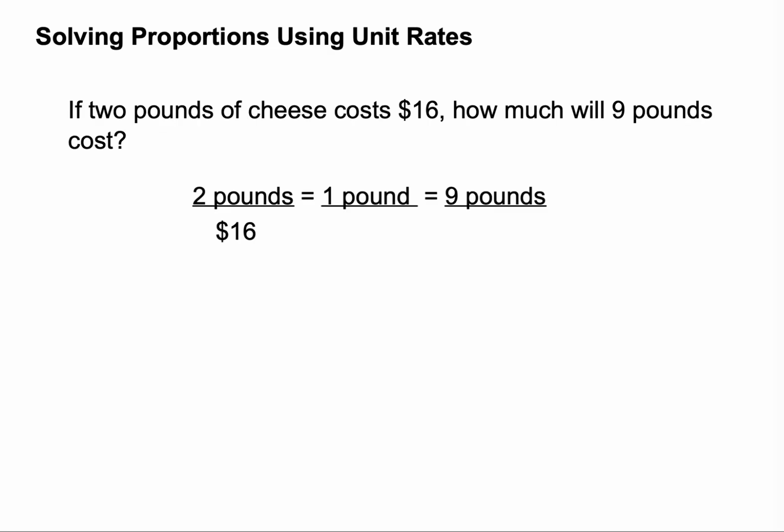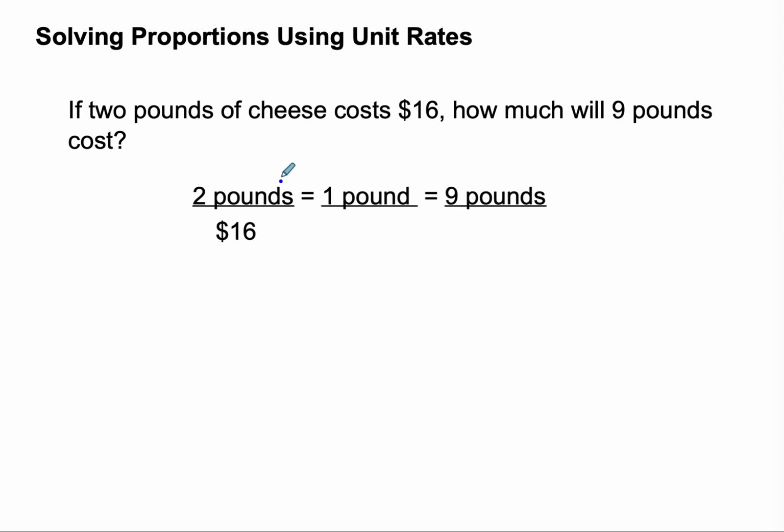All right, let's take a look at how we could solve a proportion with a unit rate. If 2 pounds of cheese costs $16, how much will 9 pounds cost? 2 over 16 and 9 over x. It's a little hard for me to do that in my head, but if I make it into a unit rate, it becomes a much simpler problem.